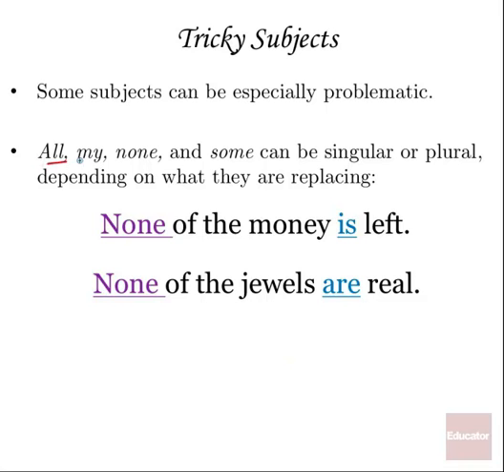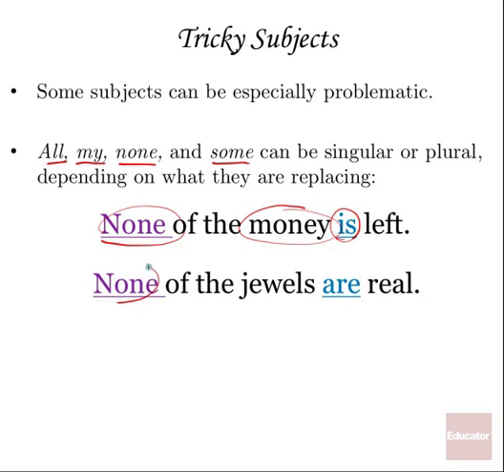Okay, all, any, none, and some can be singular or plural depending on what they are replacing. Now remember, pronouns, their whole job is to take the place of a noun. So, in this case, none of the money is left. Well, none is taking the place of money. Money is what we call a non-count noun. It doesn't have both singular and plural forms. It's just this kind of substance. You don't say one money, two monies, three monies. It doesn't make any sense. You just say some money, more money, lots of money. So in this case, none of the money is left. It's a non-count noun, and you treat it like it's singular.